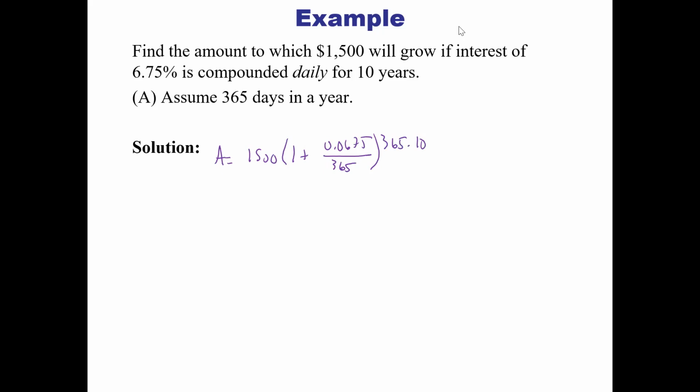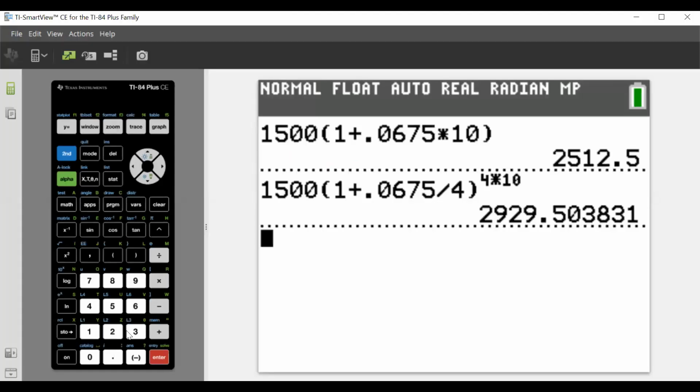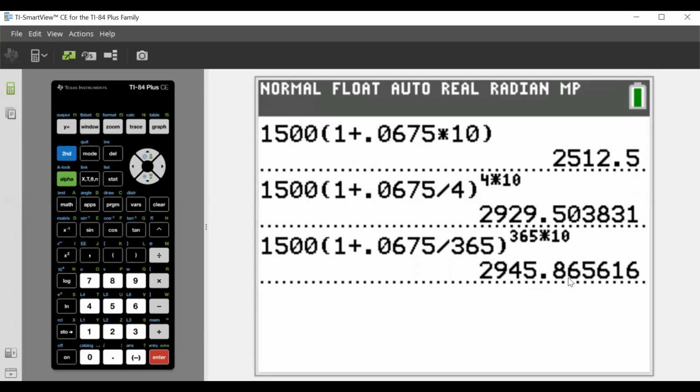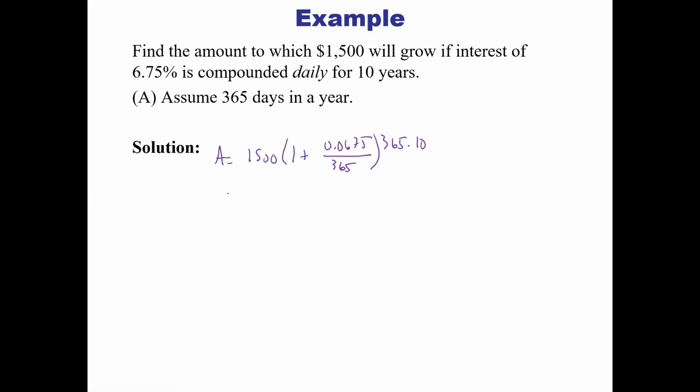Okay. So now let's figure out what we get. And so we're going to have 1500 times 1 plus 0.0675 divided by 365, to the 365 times 10. Did I type everything right? I think so. Now we get 2945.87. So you can see that's even more than that. So this is simple, this is quarterly, this is daily. So now let's write that one down. So that gave us 2945.87. And again, that assumes 365 days per year.